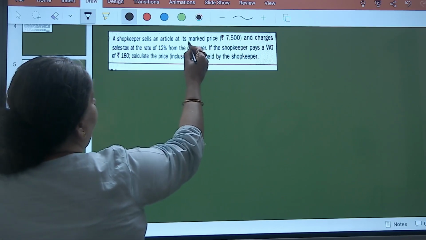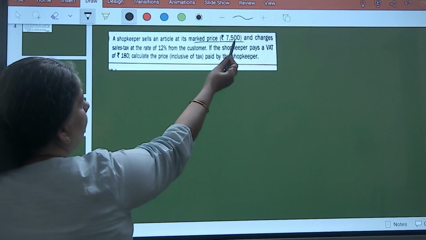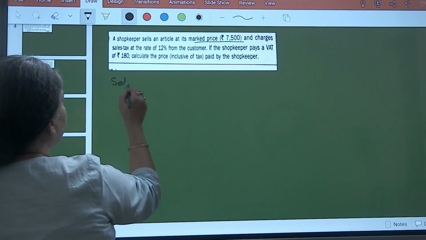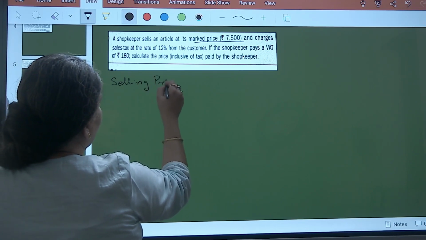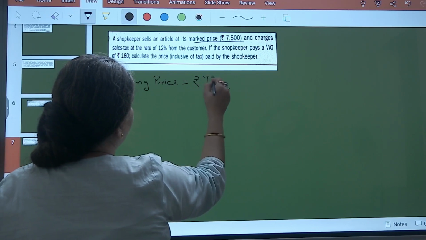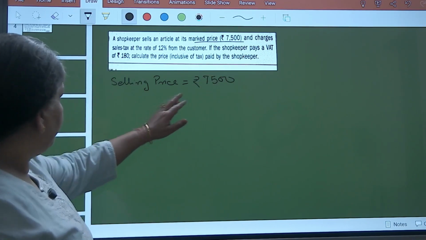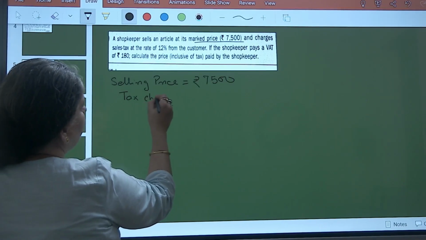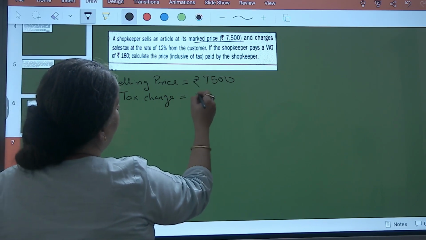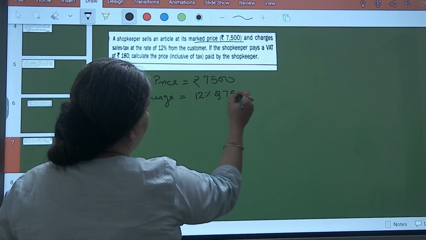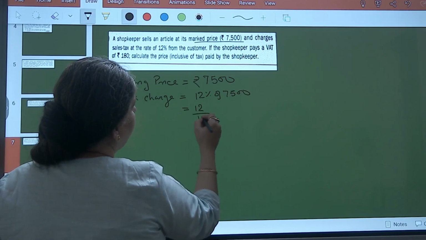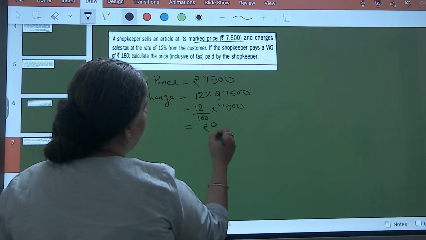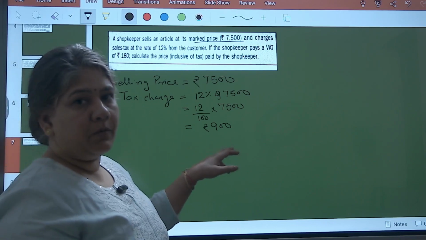Okay, so here we know that the marked price is this and he's selling at this price. So the selling price of the shopkeeper is also the marked price, that is rupees 7,500. If he is selling at this price, then the tax he will charge from the customer will be 12% of 7,500. So 12 upon 100 into 7,500. You calculate this value, it will come out to be rupees 900. That is the tax he is charging from the customer.